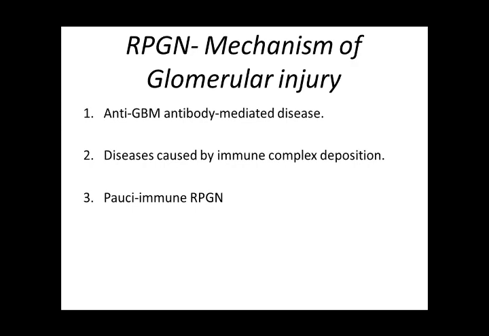If there is no antibody and still a person is suffering from nephritic syndrome and is progressing towards rapidly progressive glomerulonephritis, then you think of pauci-immune, that is, pauci-immune rapidly progressive glomerulonephritis. The 2 basic causes we studied yesterday were ANCAs, anti-neutrophil cytoplasmic antibodies, which are antibodies against antigens of neutrophils.